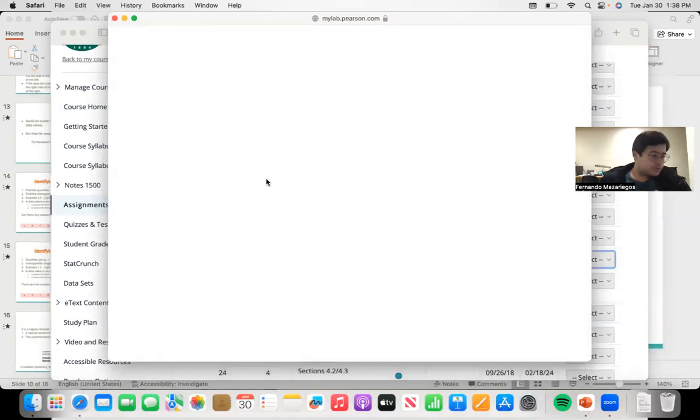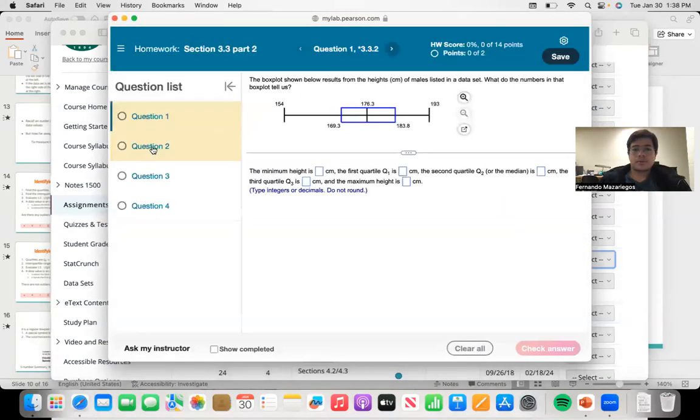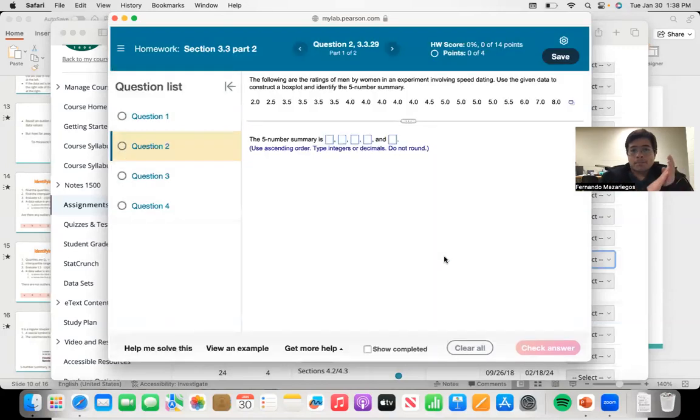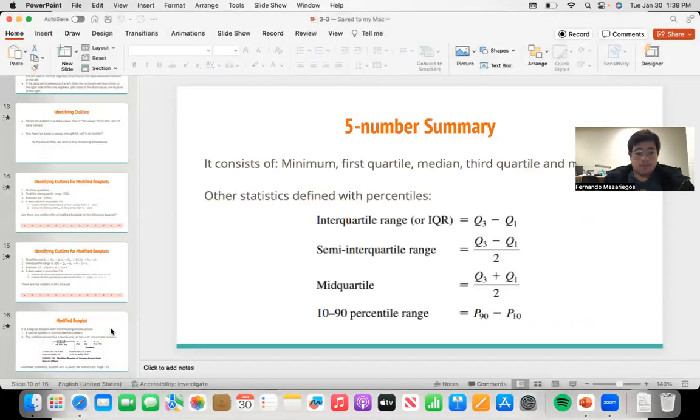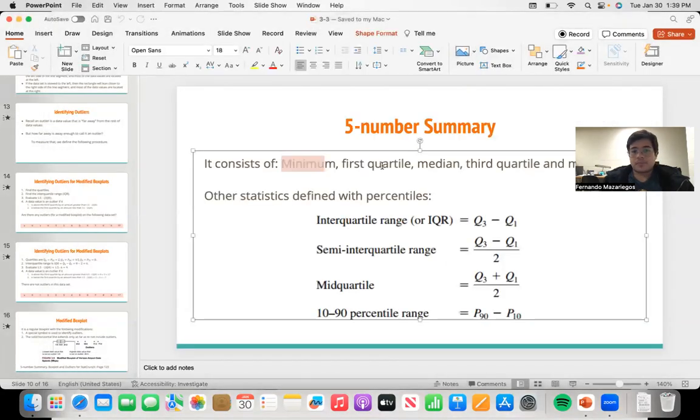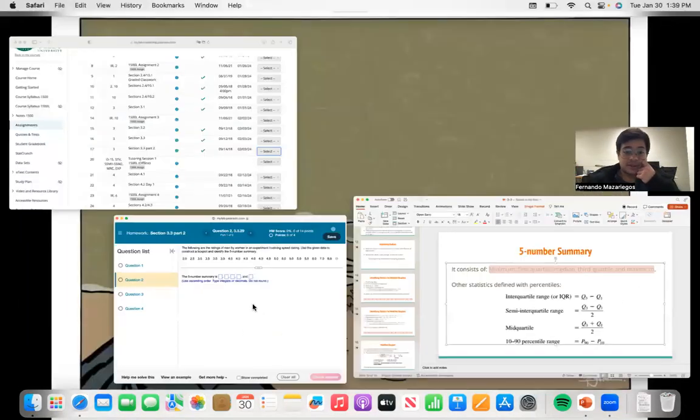Let's try to do number 2. Following are the ratings of men by women in an experiment involving speed dating. Use the given data to construct a box plot and identify the 5-number summary. So remember, the 5-number summary is, we have it right here. Minimum, first quartile, median, third quartile, and the maximum. And we can easily find all of these with StatCrunch.